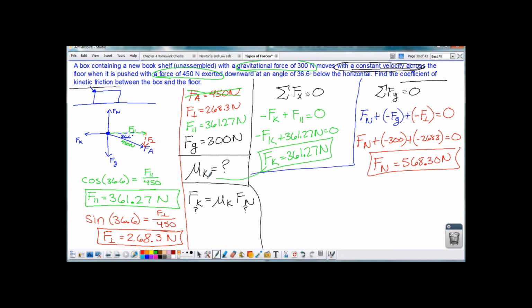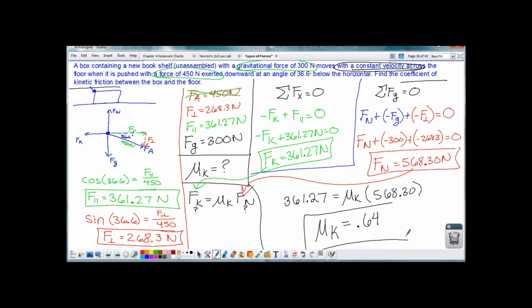Now I do know these things. I know the force of kinetic friction, and I know the normal force, so I can solve for my coefficient of kinetic friction. So go ahead and do that. So 361.27 is equal to the coefficient of kinetic friction multiplied by 568.30. Divide both sides by the 568.30, and we'll get our coefficient of kinetic friction is 0.64. And again, there are no units for the coefficient of kinetic friction. It is simply the 0.64.